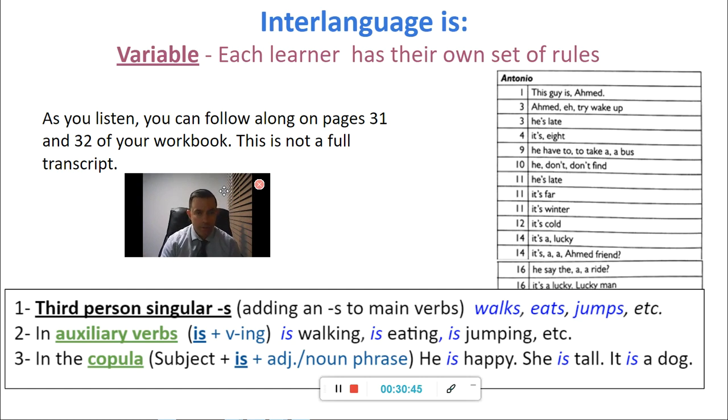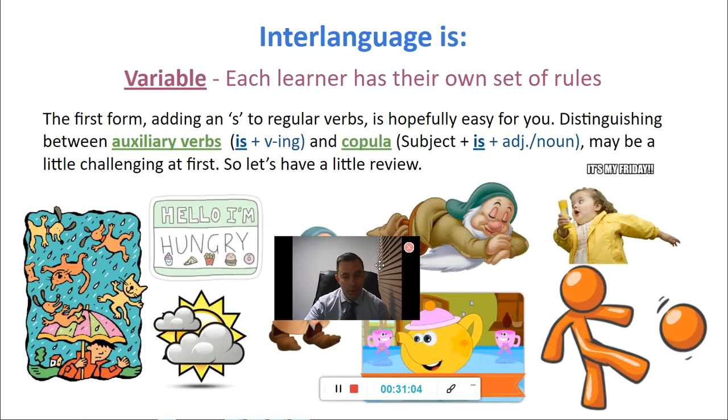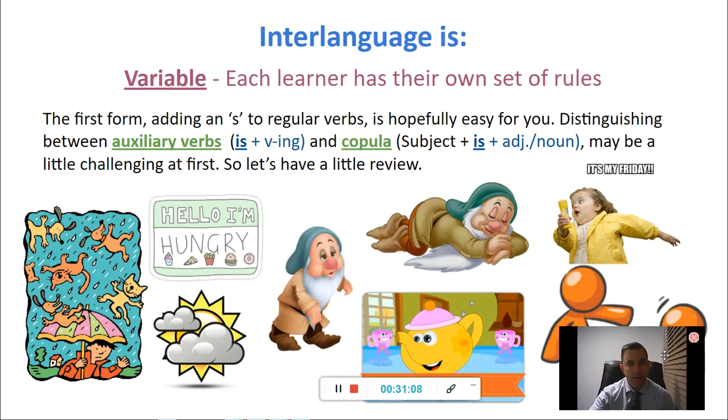You're going to look for auxiliary verbs, right? So he is walking, she is eating, he is jumping, etc. And you're going to look for the copula. That's "to be" as the main verb. Now, you might understand third person singular S pretty well, but let me remind you about a few of these grammar terms if it's been a while.